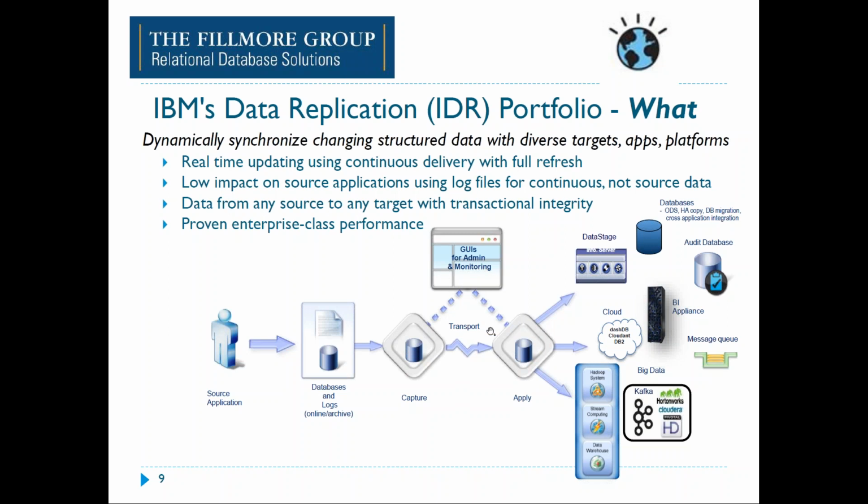We have a transport mechanism for getting it from one place to the other. Now, there are different ways to implement this. The change data capture product uses vanilla TCP/IP to move the data. The Q replication product, which a lot of you are using, uses IBM's WebSphere MQ as the transport mechanism.